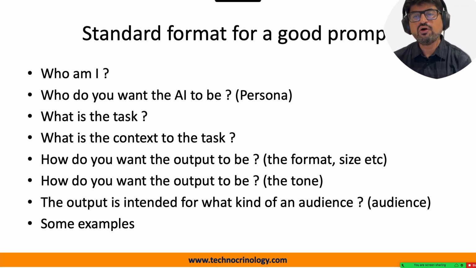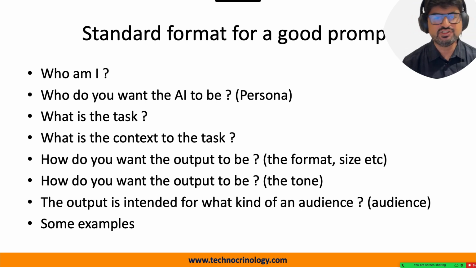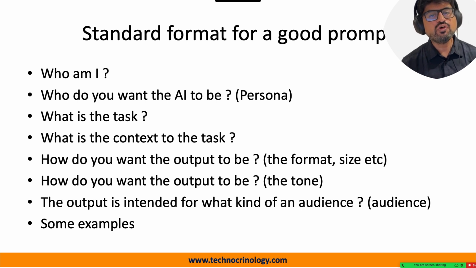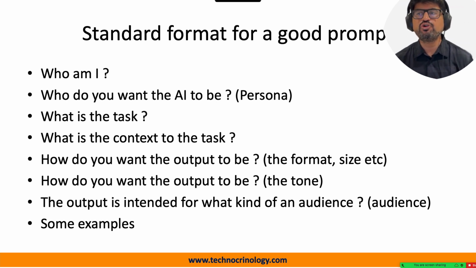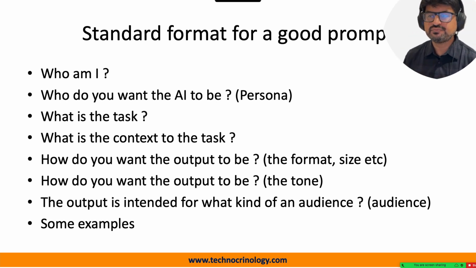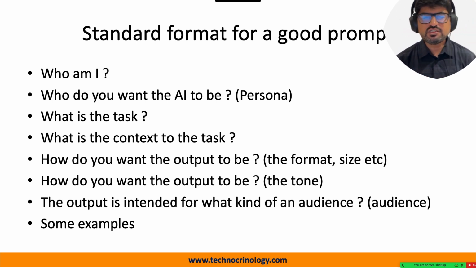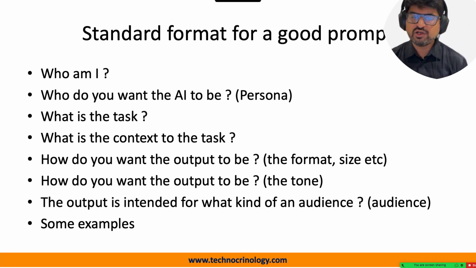Then you have to tell how you want the output to be. For example, what format you want, what size you want. So you can say I want the output in a table form, or I want the output in 300 words, right? So format, size, etc. Then you have to write how you want the output to be in terms of tone. I want the output in a professional way. I want the output in a friendly way. I want this output for what kind of audience, right? For example, I want the output for other doctors, or for the general public, or for somebody who is educated up to 10th standard. So by following these rules, you can write a good prompt, and by writing a good prompt, you are able to access better data from AI.